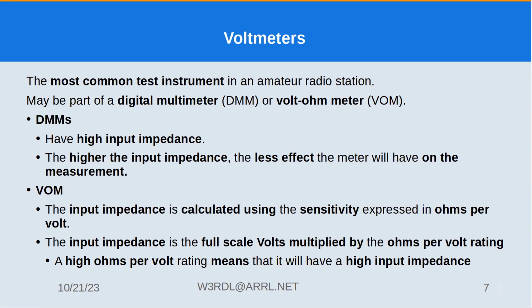You calculate the input impedance by using the sensitivity in ohms per volt. So you take the full scale volts and multiply it by the ohms per volt rating, and that would tell you what the impedance is for that particular voltage range.